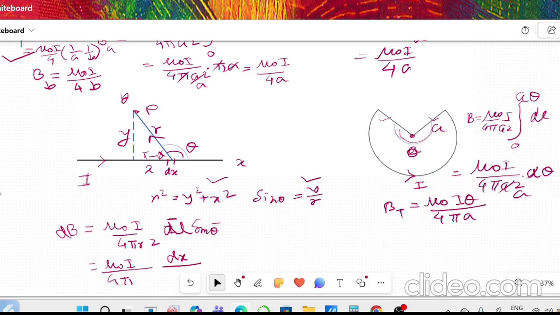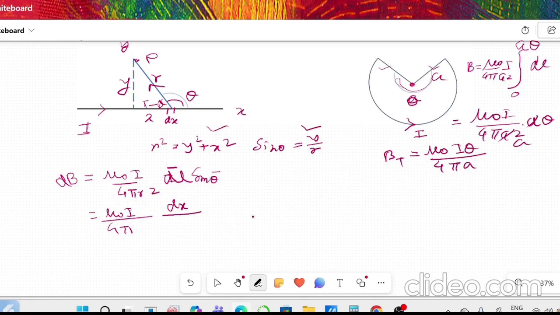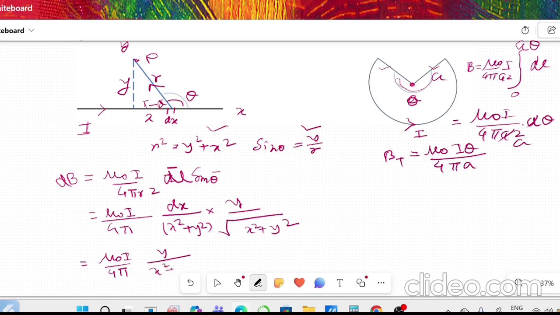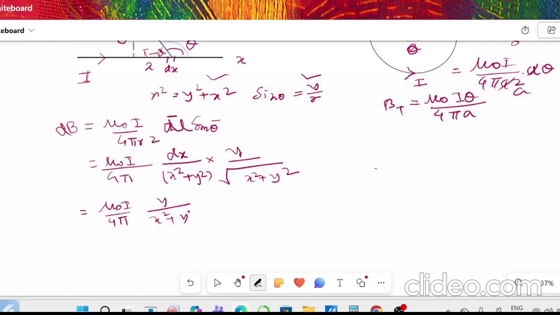And so what will be the r square? This is very interesting here. R square is simply x square plus y square. Okay. And what will be the sine theta? Sine theta is y by r again, and r is root over x square plus y square. Okay. So the whole thing becomes mu 0 I by 4 pi, and this is y divided by x square plus y square to the power 3 by 2. Okay. And also dx.